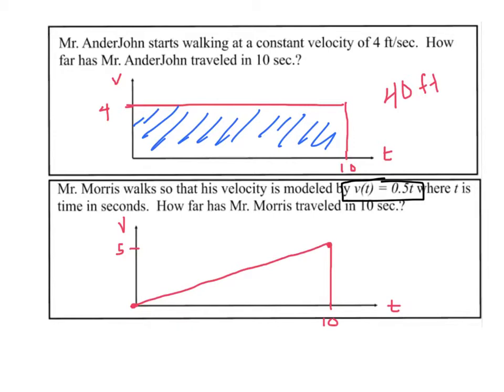So now, how far has he traveled? Well, we once again are thinking area. So we're going to find the area under this triangle. Well, of course, area of a triangle is 1/2 the base multiplied by the height. So Mr. Morris has walked 25 feet.